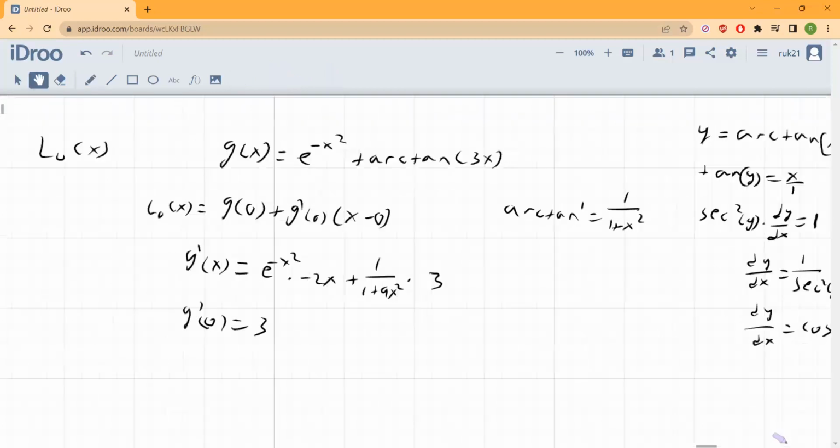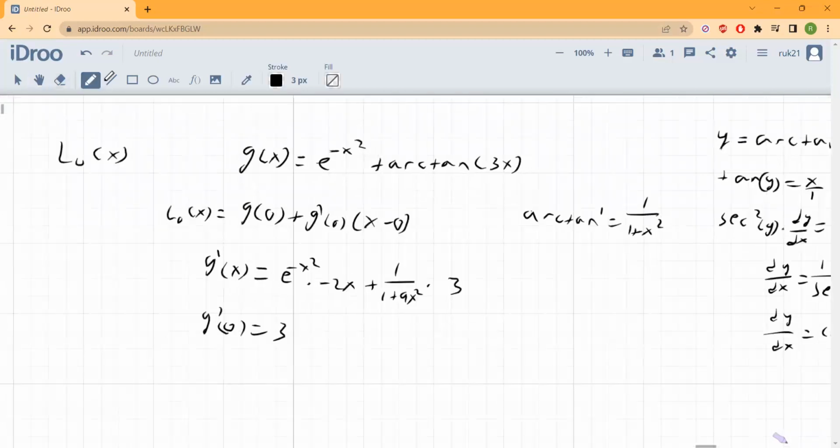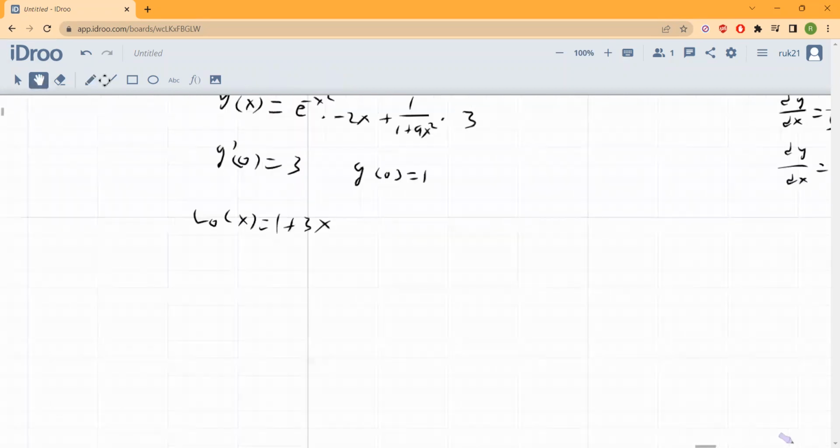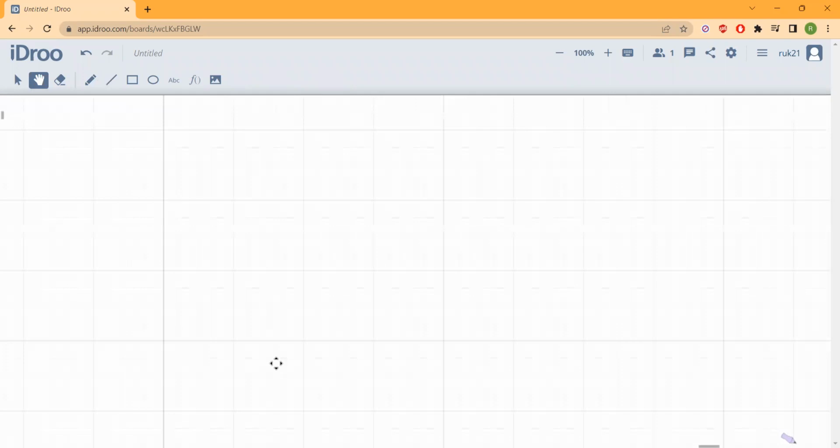Then we need to get g at 0. So g at 0, we're going to get e to the 0, which is 1, and then arctan at 0 is 0. So g at 0 equals 1. Then finally, for our linearization equation, we get L0(x) is equal to 1 plus 3x. Perfect. Let's move on to question 2.